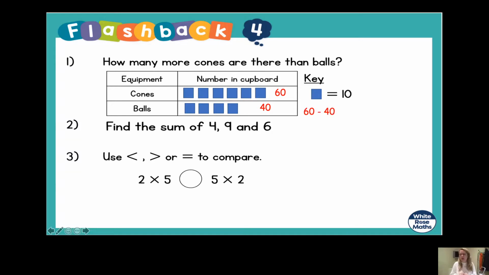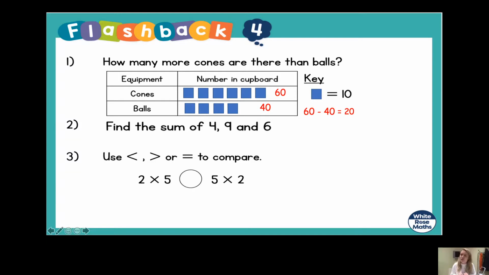Now to help us, what is 6 subtract 4? Yes, 6 subtract 4 equals 2, doesn't it? So therefore if we know that, we also know that 60 subtract 40 equals 20. We've just multiplied all of the numbers by 10. Now, number 2, we need to find the sum or the total of 4, 9 and 6.